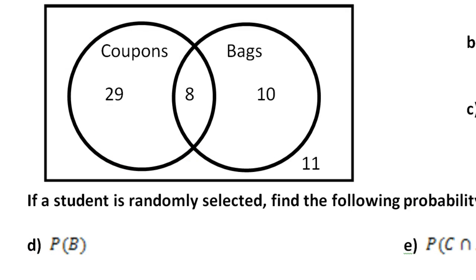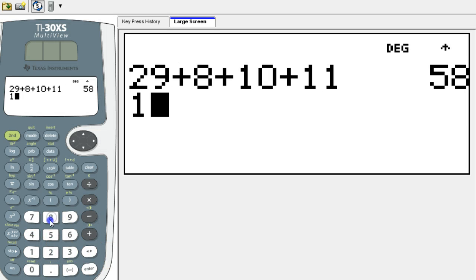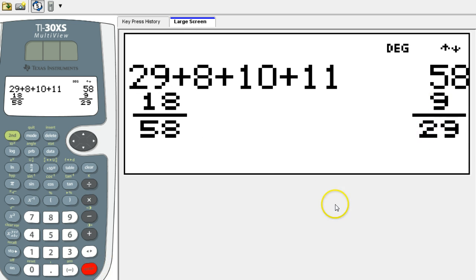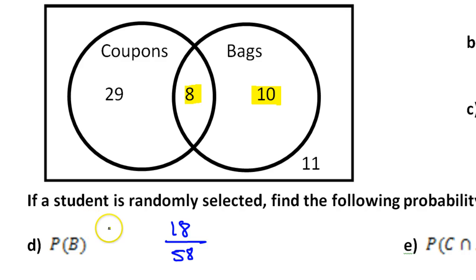Alright, for these next couple ones we do want the probability, so we will be dividing target over total. So the probability of B, bag users. Well, my bag users are the 8 and the 10. That's 18 bag users. So that's my target. So I'm talking about 18 out of a total of 58 people in the survey. So let's just reduce that. So 18 out of 58. That's 9/29ths.